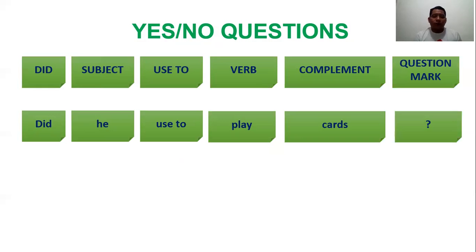In English we have only one. Okay, did he use to play cards? Notice that we don't use the "d" in "use to" because it's a question. We don't use the "d" because it's a question or when we have a negative statement.